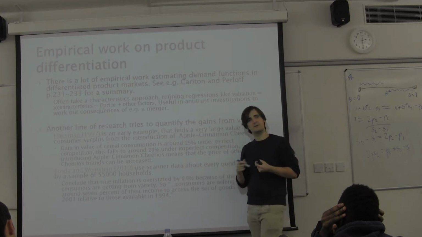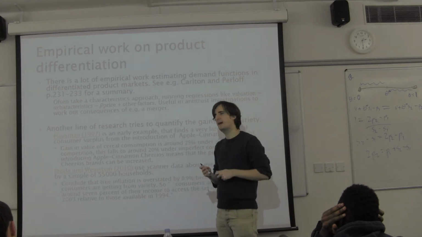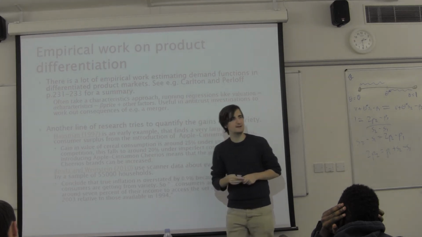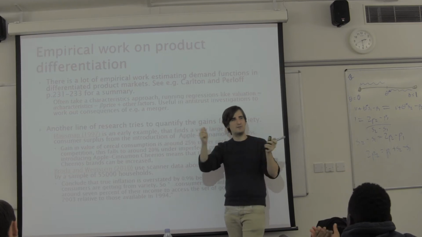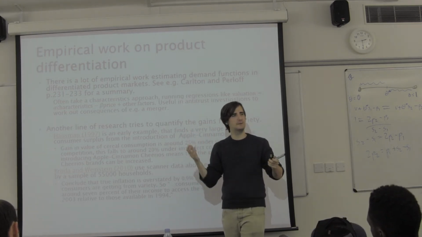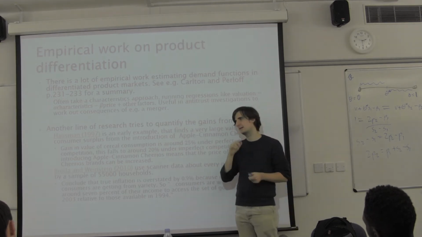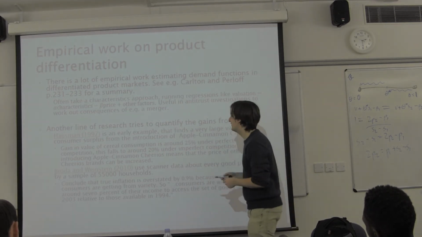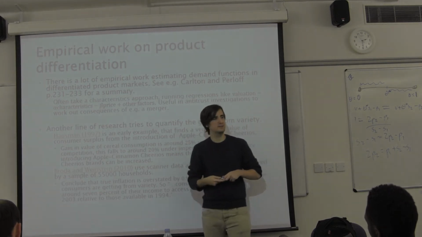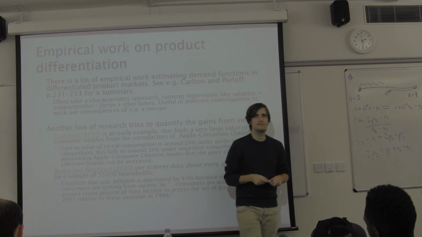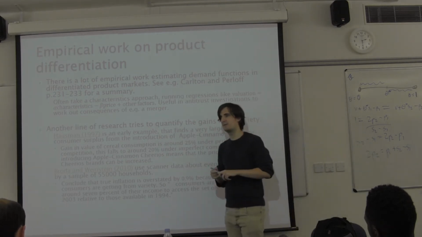So this is quite a crude approach, and there's some more sophisticated research that's trying to quantify the gains from variety. So remember, in the Dixit-Stiglitz model we looked at, the more different products there were, the happier the consumers were. The more different types of breakfast cereal, if you like, the happier consumers were. So consumers always liked another breakfast cereal coming into the market. And even in the salad model as well, there were some gains from variety.